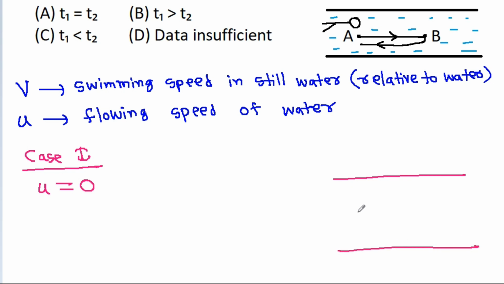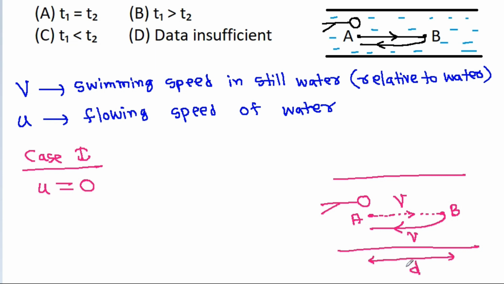and this is the person, and this is point A, this is point B, and he is going from A to B, so the speed will be V, and then he is coming back from B to A, so again the speed will be V, and suppose this distance is D. So time T1 will be equal to distance D by speed V plus distance D from B to A by speed V. So T1 is equal to 2D by V.